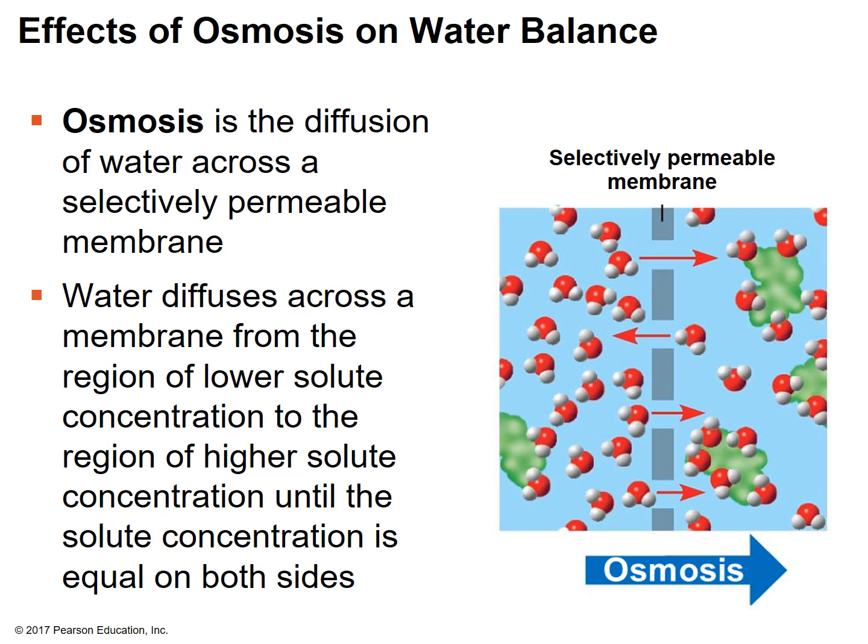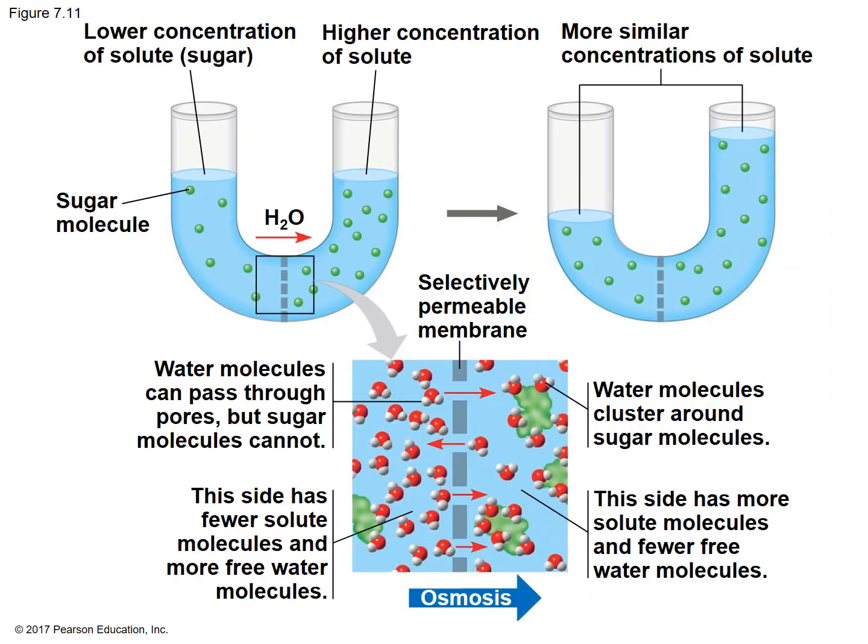Water is going to diffuse across a membrane from the region that has low amounts of solute to the region that has high amounts of solute. We can explain this by the fact that water that is forming hydration shells around these solutes isn't really free to cross the membrane.